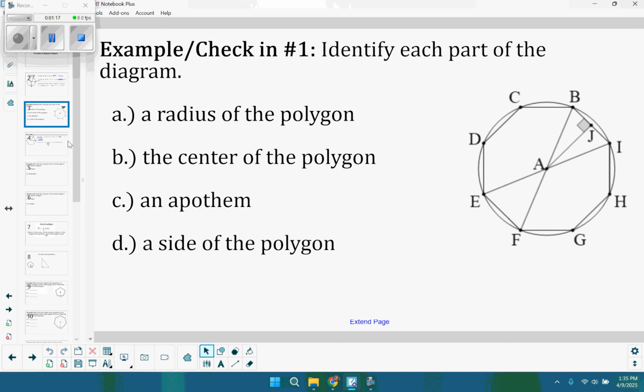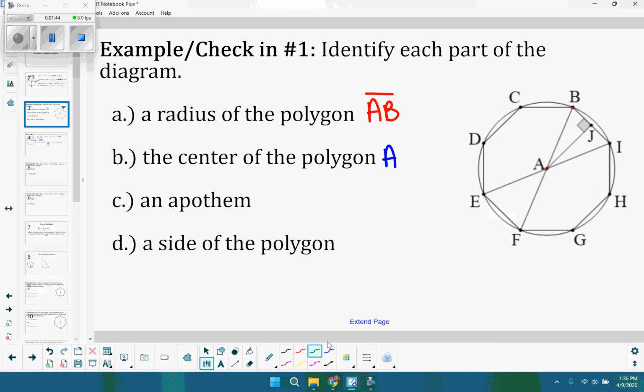So for our example / first check-in, we'll do this whole one together. We're going to identify each part of the diagram. So there are 4 different radii drawn in this picture. We're going to name one of them. So anything from the center to one of the corners is a radius, like segment AB. The other options could have been AI, AF, and AE. The center of the polygon would be that point A.